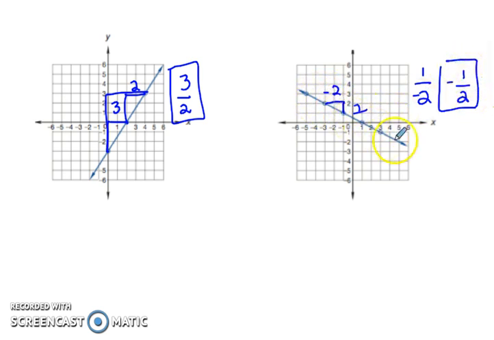Notice that my line is going down. If you read it from left to right, this is a downward slope, which is another indicator of a negative value. For the first one, if I read it from left to right, I'm going up, which gives me a positive slope. And that kind of gives us an indication of the trends of the lines.